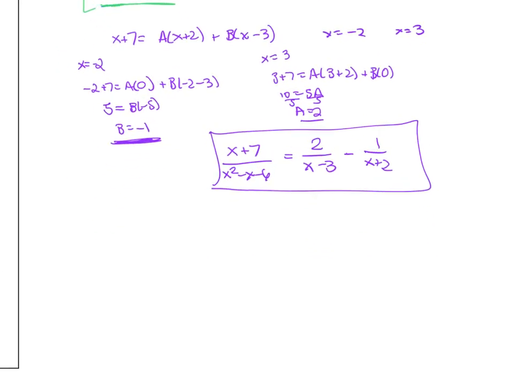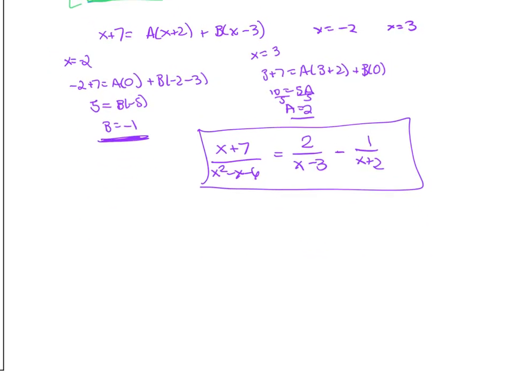You could do a check. Let me just do a check once, just so you can see what that looks like. If you add these together on the right side, or subtract them, then you should get this back, right? So that's how you check. And so let's do that: 2 over x minus 3 minus 1 over x plus 2. We're trying to check to see, does that equal x plus 7 over x squared minus x minus 6?